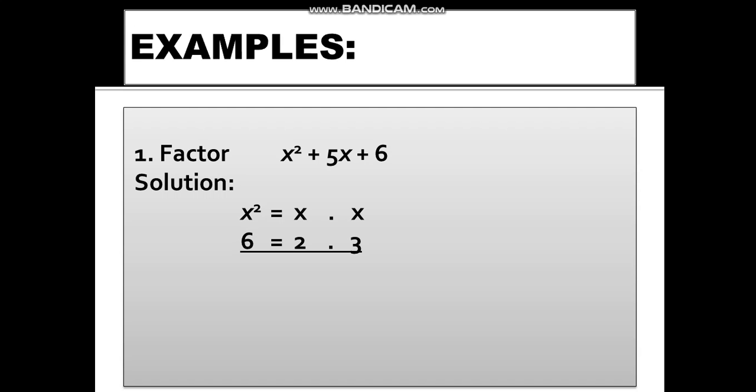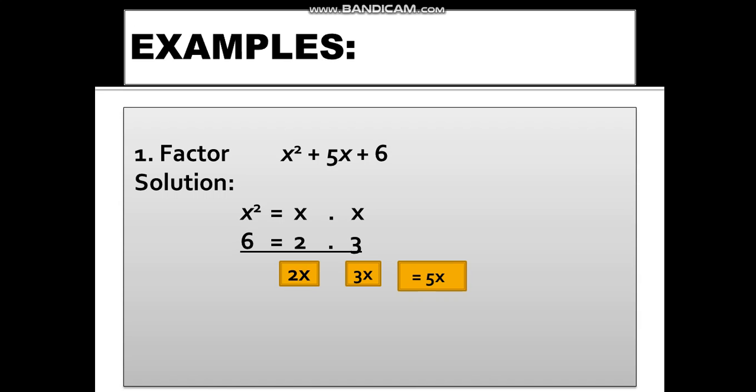Then after that, you multiply x and 2, so the result is 2x. Also, you multiply x and 3, so the result is 3x. Then, we have to add these two so that we can get 5x, because as you can see, the middle term in our trinomial is 5x. So it simply means that our factors are correct.